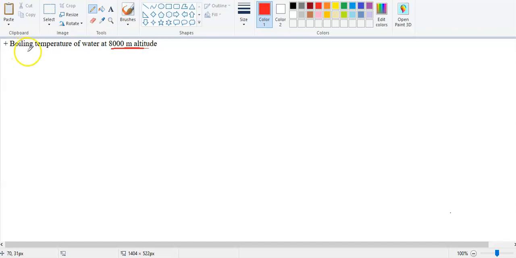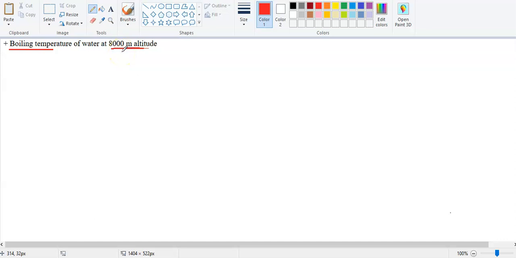So I explained this concept, and if you see my last tutorials, what I said is water starts boiling at 100 degrees centigrade temperature, isn't it? Yes, and at atmospheric pressure. So in this case, the question is, we need to calculate the boiling temperature of water at 8,000 meter of altitude. The important thing is we need to calculate the temperature, that's it. And the only information given here is the altitude, which is 8,000 meter.